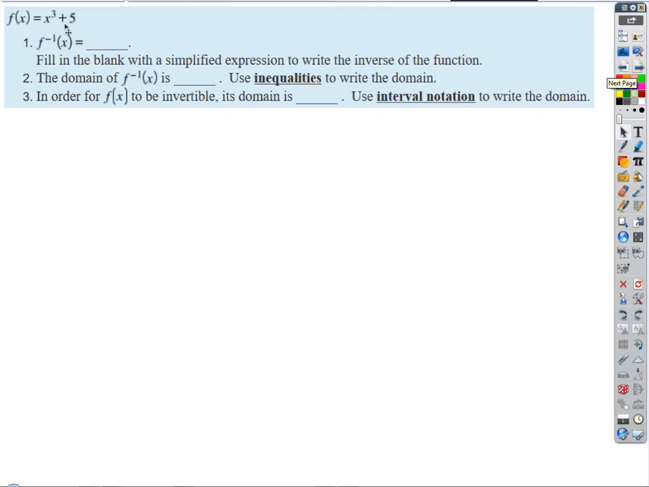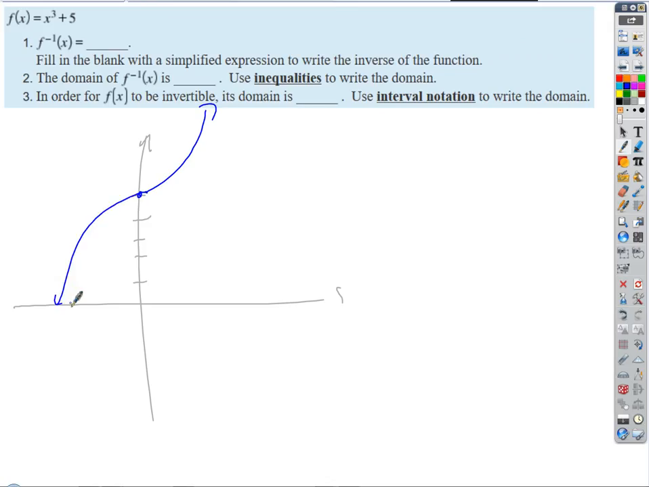X cubed, and I've just tweaked it by moving it up 5, right? But what can you tell me about x cubed? If I graph that, this is the one, that's this one, right? So it's going... How is that one classified? So 1 to 1, 1 to many, many to 1. It's 1 to 1. How come? Yeah, it passes both tests, horizontal and vertical, right? So that means its inverse is guaranteed to be 1 to 1.